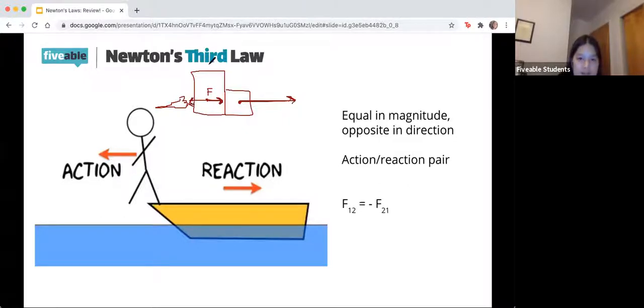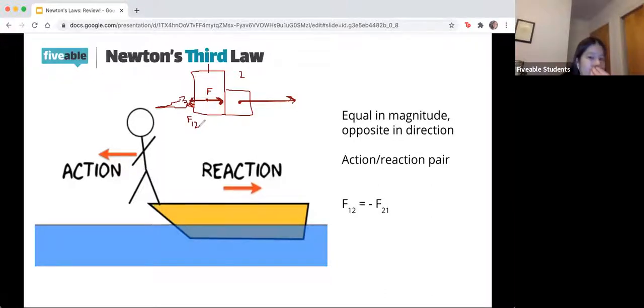Oh, wait, first, let me label. This is box 1, box 2. And this is the worst drawing. Hold on. I am not an artist by any means, as you can see from my drawing of a hand. Okay, so this force on the right is F. This force to the left, that's going to be called F12.